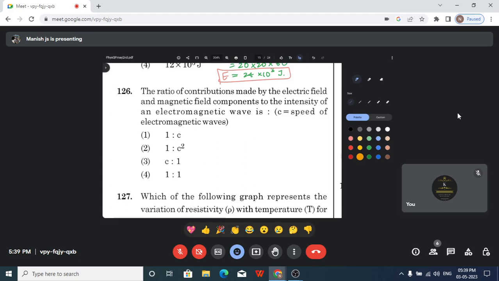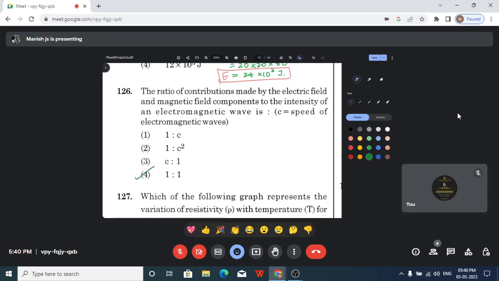Because of that, the contribution of both the fields is going to be the same. It's going to be equal. So the answer is 4, which is 1:1. Both of them contribute equally.